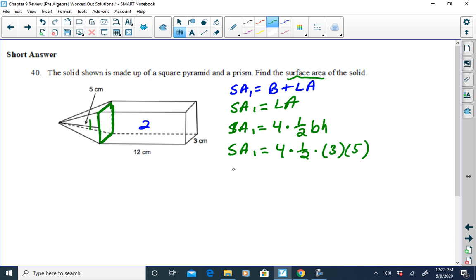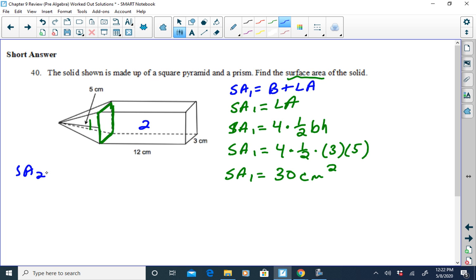Okay? So surface area 1 is going to be 4 times 1/2 is 2, 3 times, so that should be 30. And these are square centimeters. You guys okay with that? Yeah. Now, let's look at surface area 2. I'll do that over here somewhere.